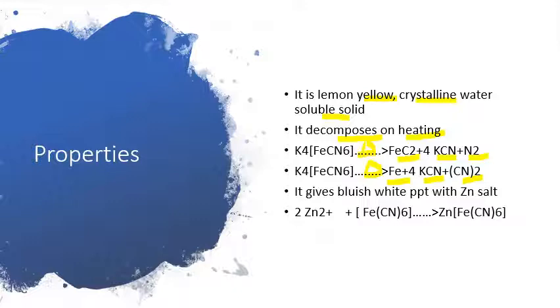It gives a bluish white precipitate with zinc salt. It is used for the identification of zinc in inorganic radical testing. So it easily forms a white precipitate which indicates the presence of zinc.